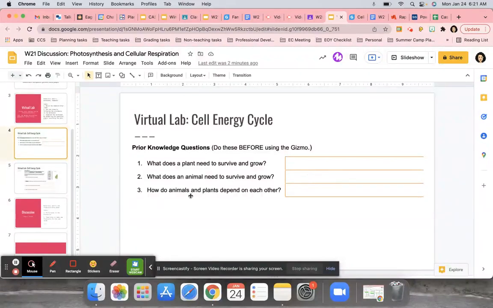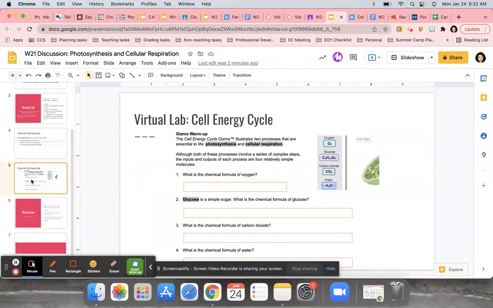And number three: how do animals and plants depend on each other? Why are the plants depending on animals? At the same time, why are the animals depending on plants as well? And why can't they survive without each other? Basically, this is a relationship called mutualism.